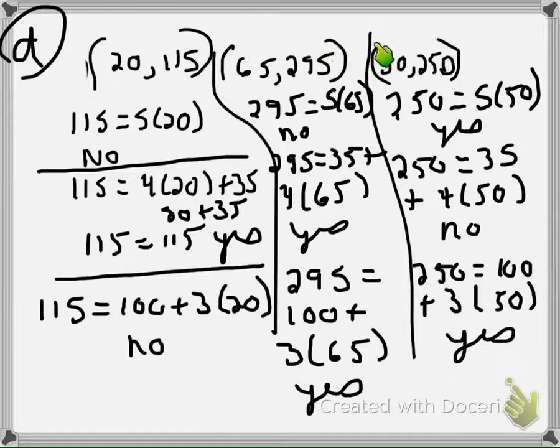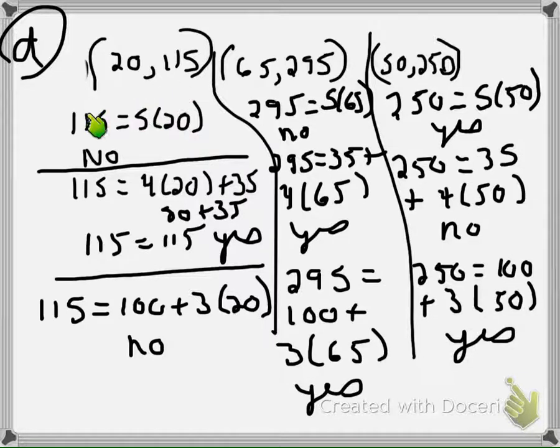Okay, the next question said that they gave you some points. This is question D, and you had to figure out which of the equations had that as a point on the line. One way to do that would be to realize that this is number of people and this is cost, and to substitute these two numbers into the C spot and the people spot in the equation, and then see if the equation was true.